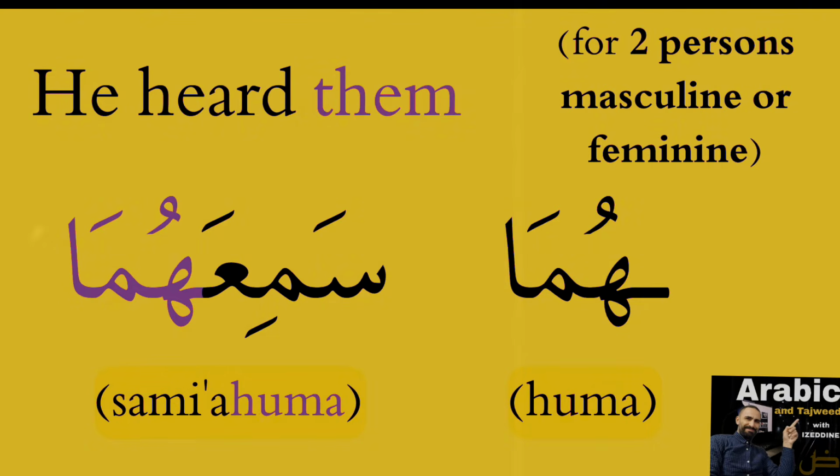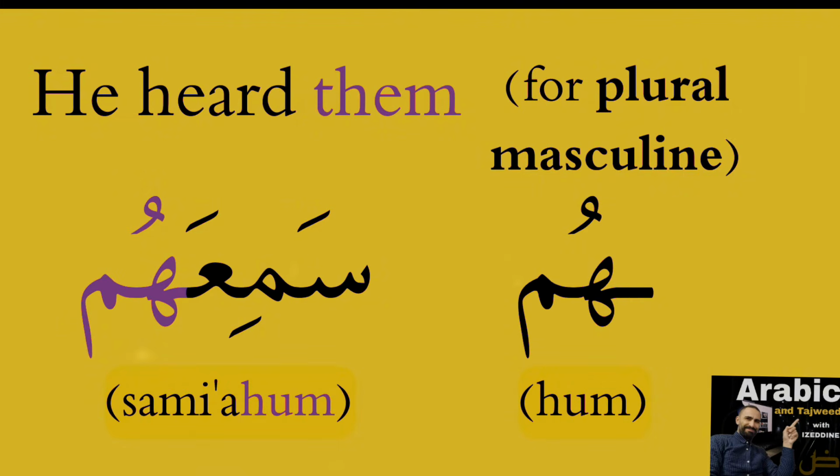He heard them. Them here are two persons, masculine or feminine. We are just talking about two persons, not more. سمعهما. Either they are males or females. سمعهما, two persons. هو سمعهما. He heard them.